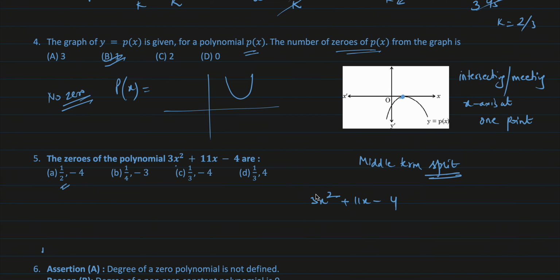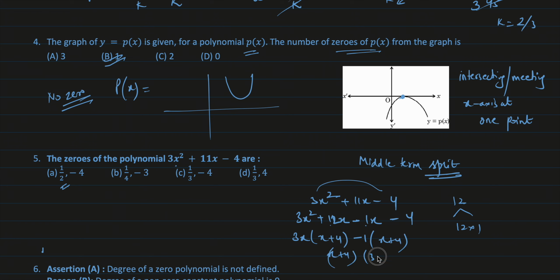So let's do middle term split. 3 fours are 12, factors of 12, 12 into 1 because if you subtract those two you get 11. So I got it. So 12x minus 1x because when you subtract 12 and 1 you get 11. Take 3x common, x plus 4, from here minus 1 common, x plus 4. So you get x plus 4 and 3x minus 1. When you equate that to 0, x is minus 4 and x is 1 by 3. So I have C as my option here. Okay, we got the zeros.